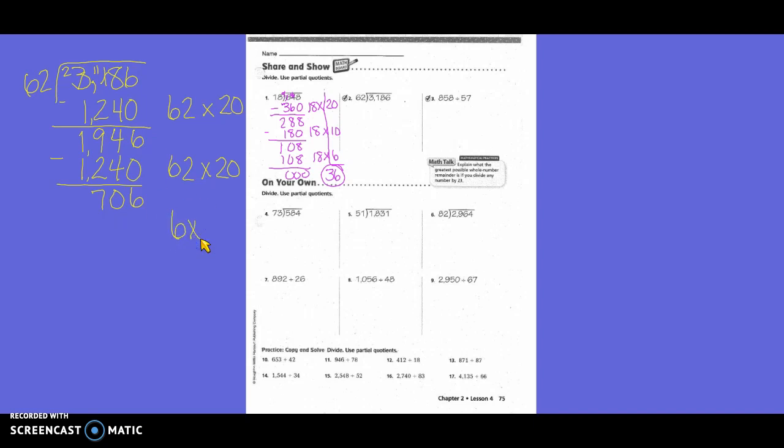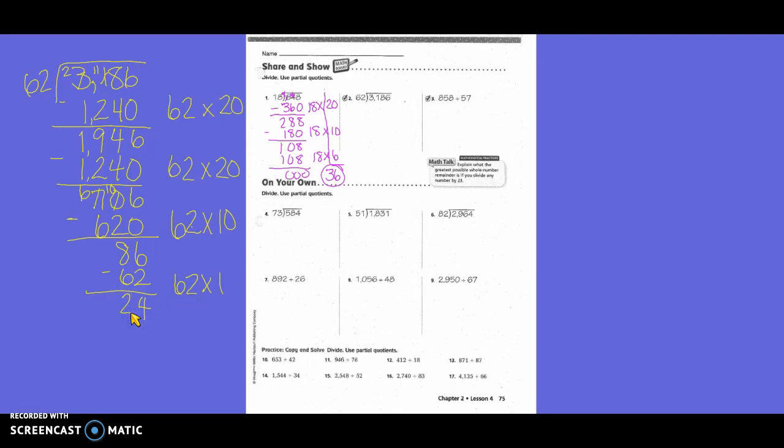Okay, so whoops, forgot to do. So 62 times 10 gives me what? 620. So 6 minus 0 is 6. This becomes a 10. This becomes a 6. 10 minus 2 is 8. So 86. So now I'm going to take 62 times 1. So minus 62. 6 minus 2 is 4. 8 minus 6 is 2.